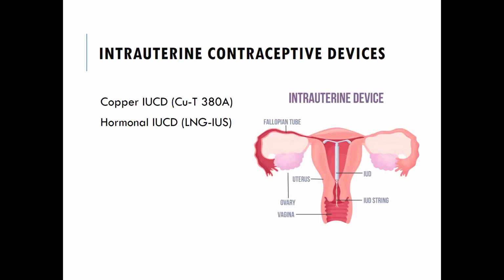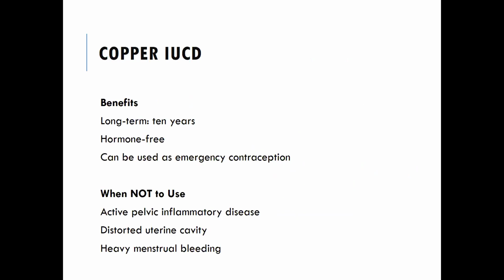All right, the intrauterine contraceptive devices include copper IUCDs and hormonal intrauterine contraceptive device. You can see in the picture that it's in the shape of a T, and the two arms of the T are placed near the fundus, and the tail is seen in the cervical area. So we will first go through the copper IUCD.